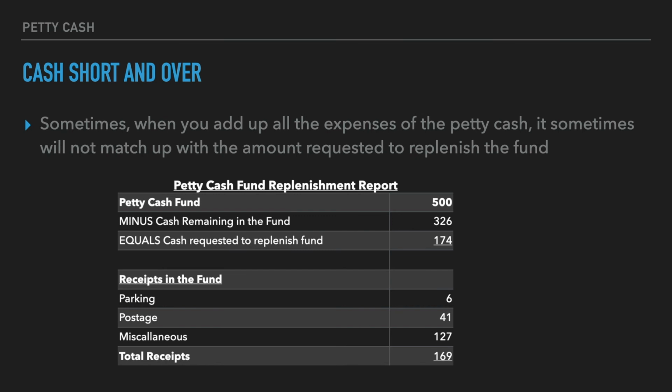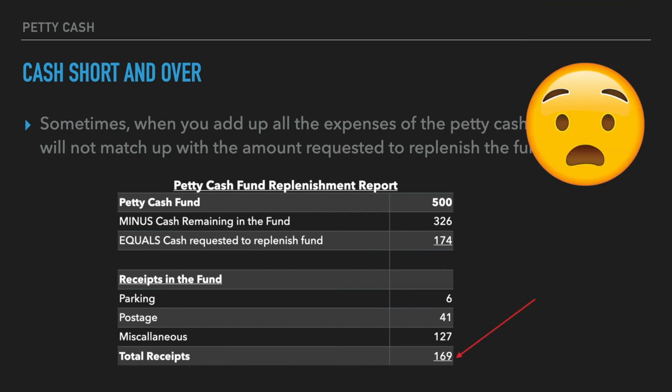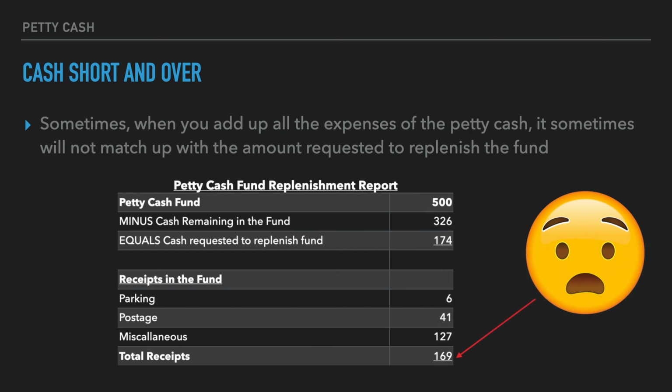Sometimes the amount of cash requested to replenish the fund does not match the total receipts, as the custodian may not obtain all receipts or will be given incorrect change. Therefore, the discrepancy is charged to an account that we call the cash short and over account, which is a temporary account that can either have a debit or credit balance and is used to balance the journal. In this case, the company has lost $5 from petty cash and will need to record this in the journal entry.